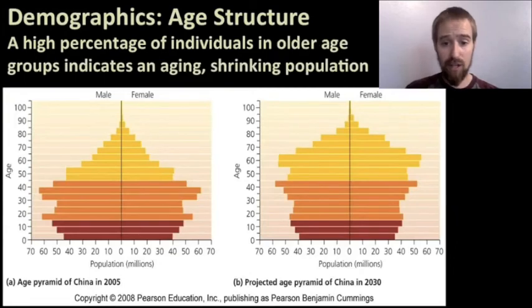A high percentage of individuals in older age groups indicates an aging, shrinking population. Based on recent trends in China, which has eased up considerably on the one-child policy, by the way, we might predict that something like this will happen to the Chinese population over the next few decades as they begin to transition from the industrial stage to the post-industrial stage and beyond.